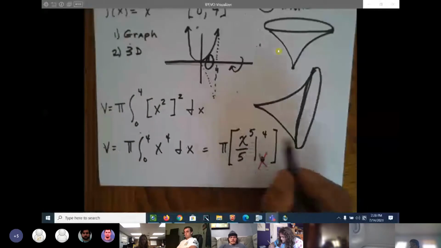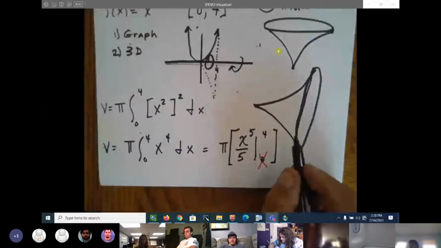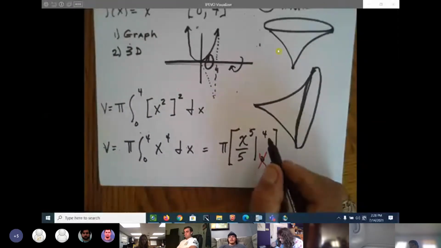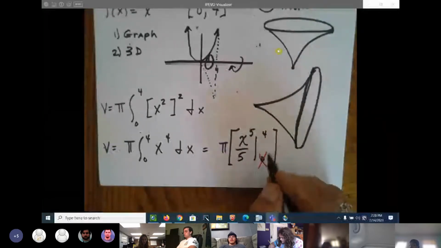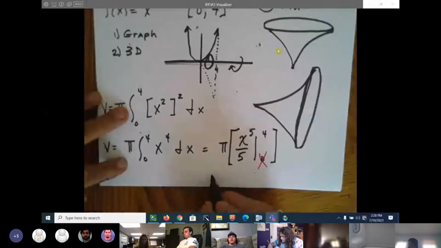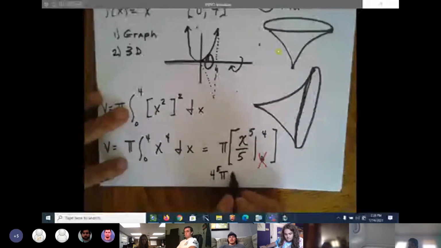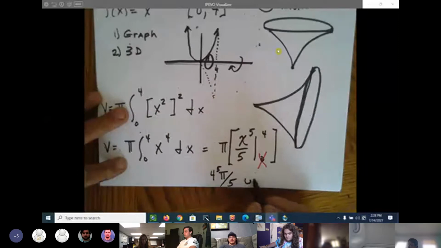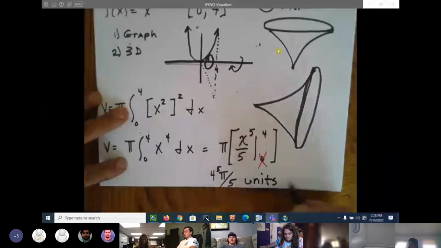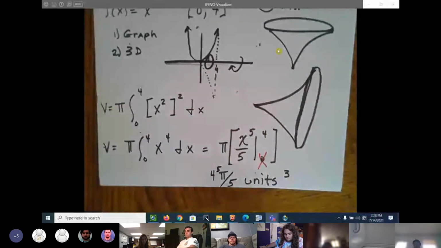And the 4, I have no idea what 4 to the fifth power is. That'd be 16 times 16, which is some big number. So we're going to do 4 to the fifth power pi over 5. And that is what kind of units? Cubed.